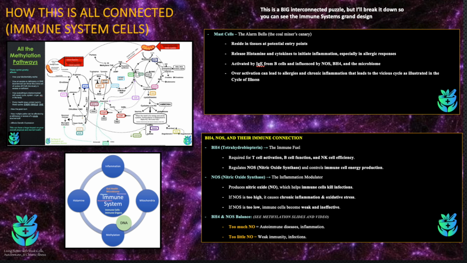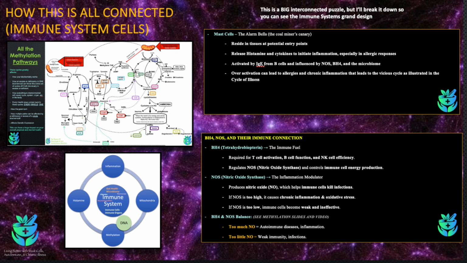BH4, NOS, and their immune connection. BH4 is the immune fuel. It is required for T cell activation, B cell function, and natural killer cell efficiency. It regulates NOS, which is the nitric oxide synthase, and controls immune cell energy production. And remember, to kill off infected cells, they need nitric oxide to do that. Nitric oxide is made by nitric oxide synthase. It's also the NOS gene in methylation.